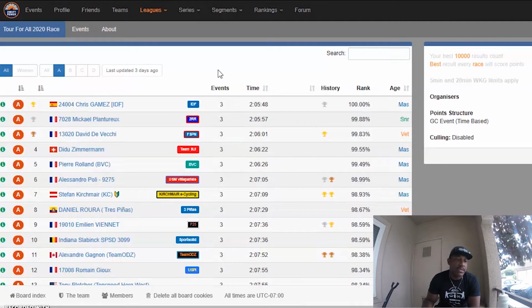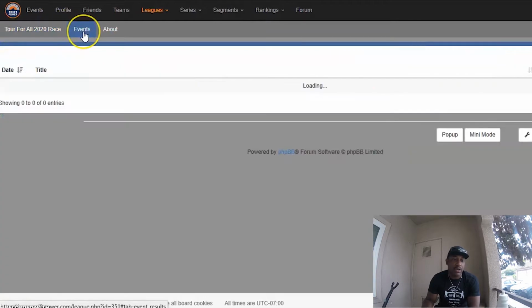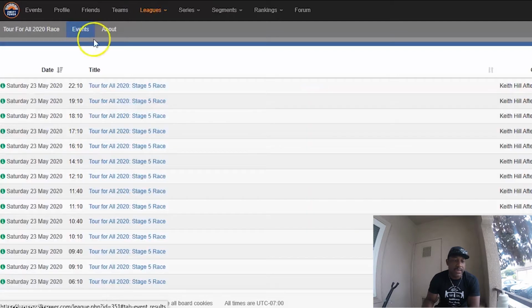So you see here at the top, again, we have the Tour for All up. It shows you the different events, so we can click events that are going to be going on. Right now it's loading. What you see here is the date, Saturday, May 23rd, so that's the next event. And then it shows you the time that they're going to happen.